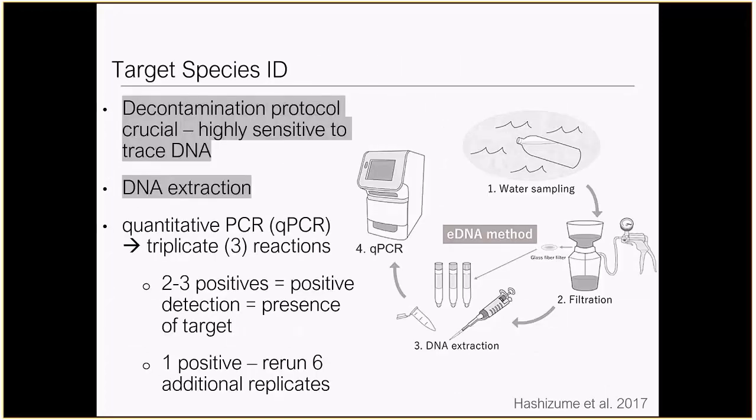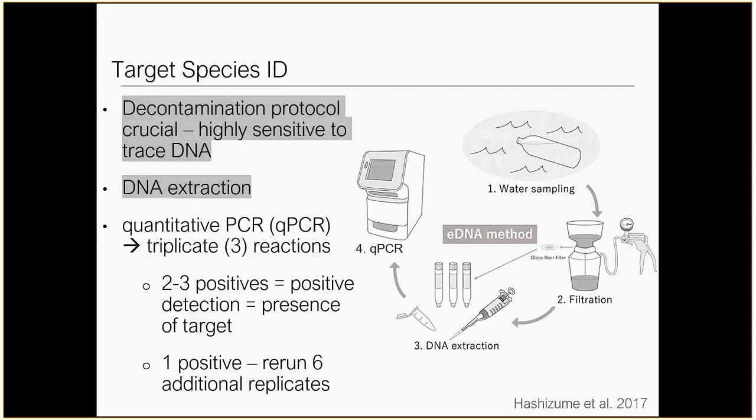So if we wanted to go down the road of target species ID, these two gray shaded bullet points apply to both of the methods I just explained. Decontamination, both in the field and in the lab, is of critical importance. So we have a dedicated space where we do this work, and none of our other population genetic studies occur within this space because of this trace DNA that we're working with and this really sensitive test that we're using.